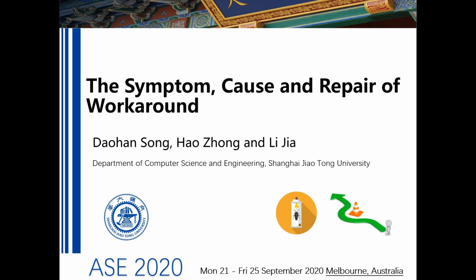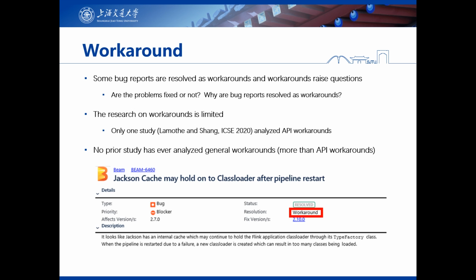The title of our paper is The Symptom, Cause and Repair of Workaround. What is a workaround? A workaround is a special way to resolve bug reports. The image below is a bug report resolved by a workaround. Some bug reports are resolved as workarounds, and workarounds raise questions.